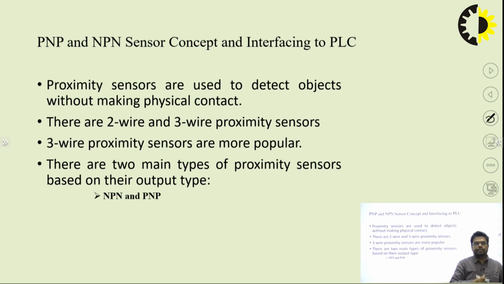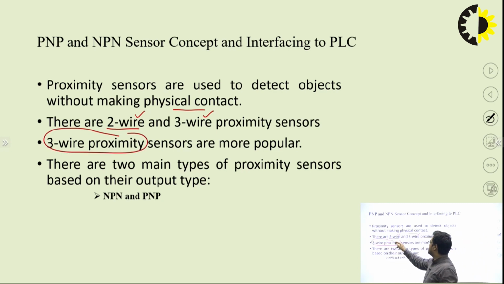Now come to the PNP NPN sensor concept and interfacing with the PLC and other devices. A proximity sensor is used to detect objects without making any physical contact. They are available in either 2 wire or 3 wire versions, but 3 wire proximity sensors are more popular and widely used in industry for connections.